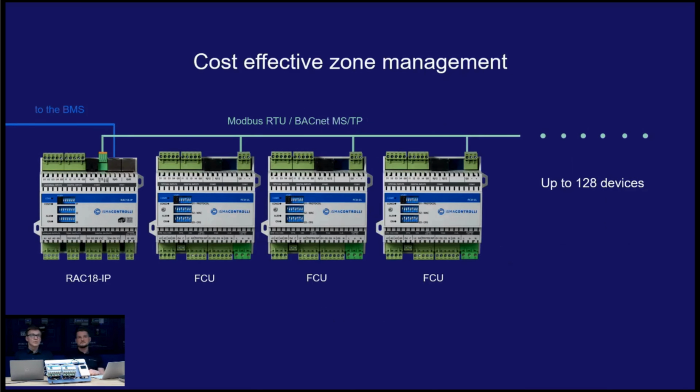The RS485 is not limited only to our wall panels, because it can be used to connect our FCU controllers and to build cost-effective zone management. So using the RS485 port, which provides communication using Modbus RTU, both BACnet master and slave, and BACnet MSTP, client and server, you can connect and expand the devices, connecting up to 128 RS485 devices.